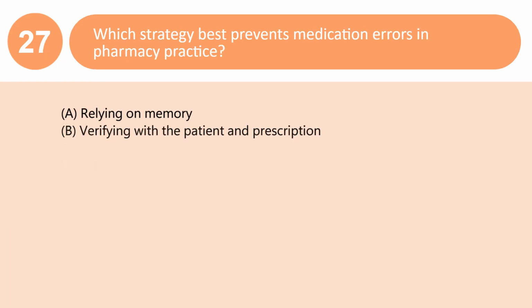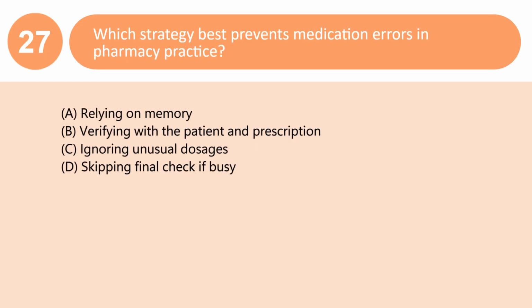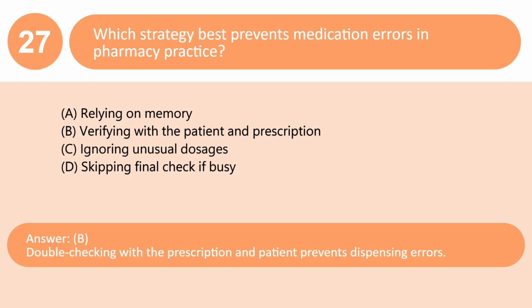Which strategy best prevents medication errors in pharmacy practice? A. Relying on memory. B. Verifying with the patient and prescription. C. Ignoring unusual dosages. D. Skipping final check if busy. Answer B. Double-checking with the prescription and patient prevents dispensing errors.